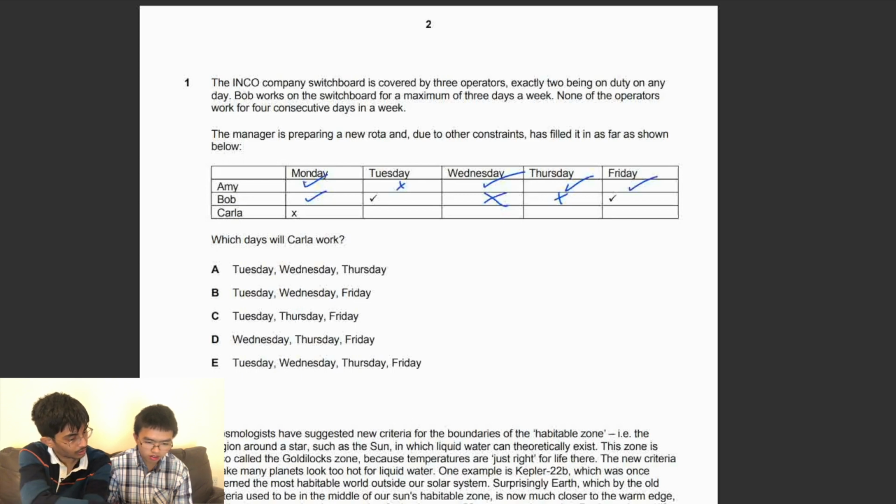that. So that's cross, that's tick. So Bob works for 3 days, negotiators work for 4 consecutive days, and every day there's 2 operators. So that means Carla works on Tuesday, Wednesday, and Thursday.